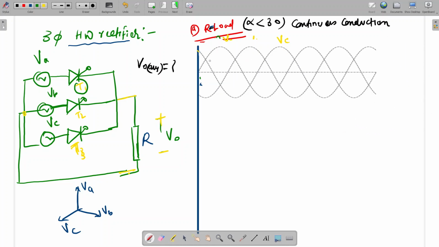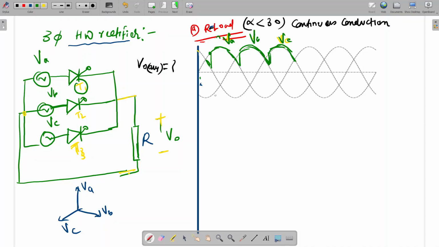So let's say this is some value of alpha, less than 30. Here it will peak from here, again it will go here. This one alpha less than 30, again this one alpha less than 30. So this will be the waveform VA, VB, and this is VC.